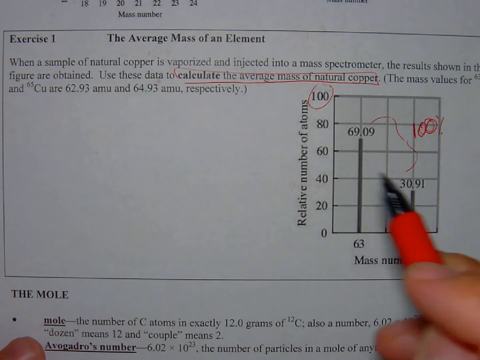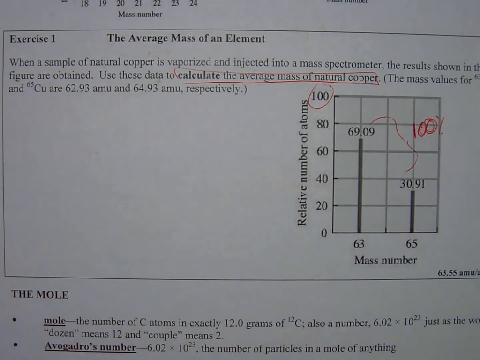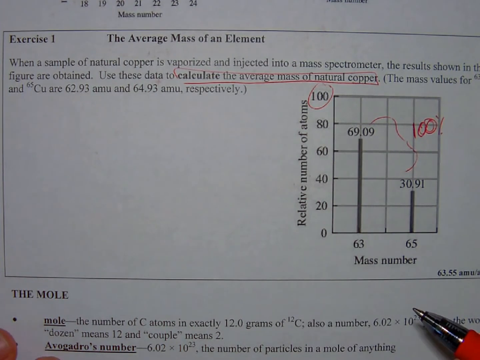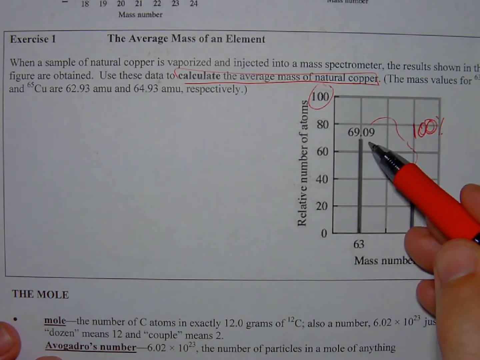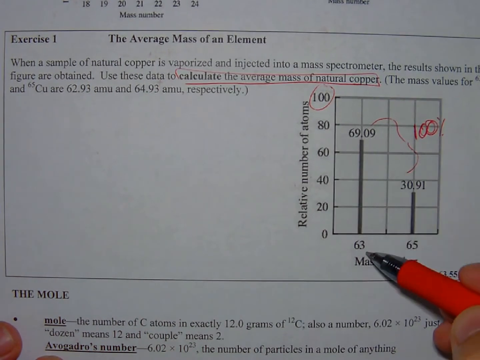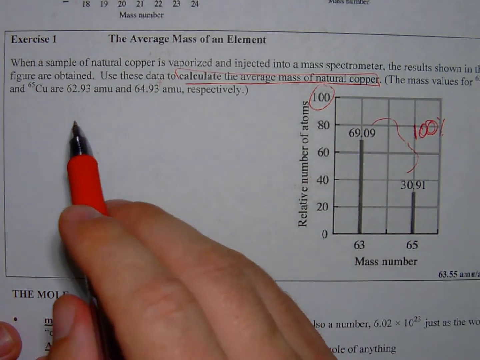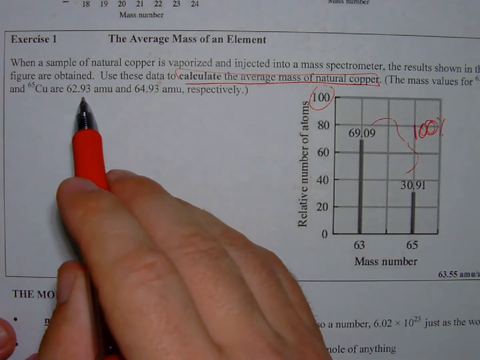All right? Now, this is a type of question that could appear on the AP exam, most certainly. And what it's doing is it's simply assessing your basic statistical analysis as well as your ability to interpret figures, interpret graphs. Okay, and that's fair game. So how would we do this? Well, I know that 69.09% of all copper has a mass of 62.93.